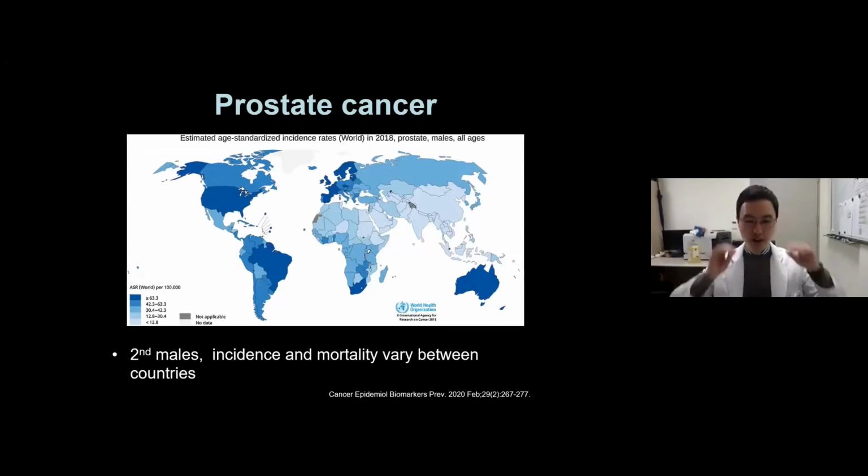Okay, so prostate cancer now is the second most common cancer globally among men. However, the incidence and mortality quite vary between countries. Like in the Western countries, it is quite high, but in our Korea or other Eastern Asian countries, the prevalence is relatively low compared to the Western countries. However, due to the change in food intake and environments, there is an increasing prevalence also in the Asian territories.